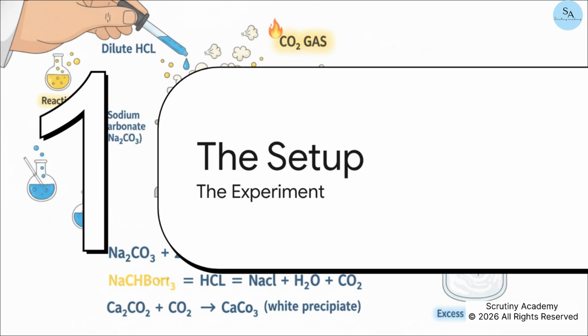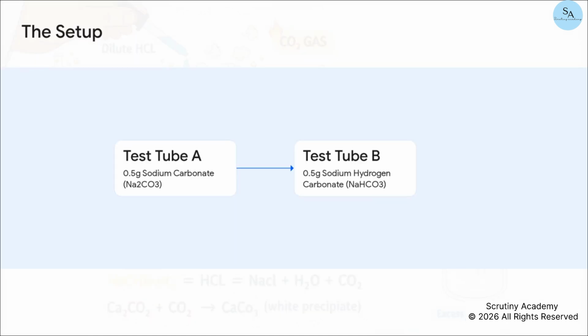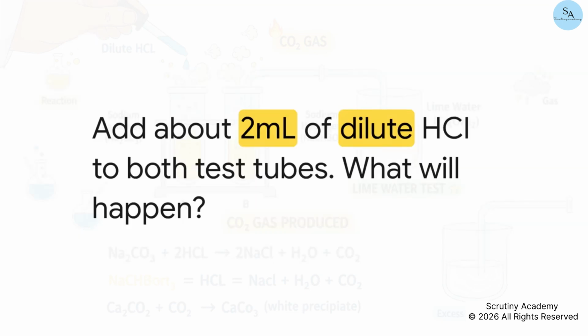Let's start with the setup, which is actually very, very easy. We just need 2 test tubes. In the first one, test tube A, we'll put a little bit of sodium carbonate. And in test tube B, we'll put some sodium hydrogen carbonate. You probably know this as baking soda. Simple, right? Okay, now for the main part. We are going to add our acid. In this case, it's dilute hydrochloric acid, or HCl, to both of these test tubes. So, what do you think is going to happen?